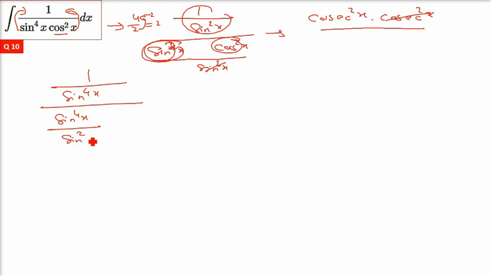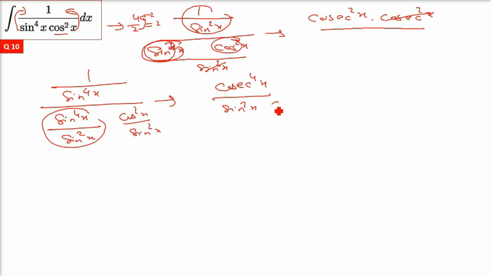It will be sine raised 4x division for numerator and denominator together. So the denominator sine 4x can be written as sine square x, sine square x. So cosec 4x comes from the numerator 1 by sine raised 4x. Sine 4x and sine 2x will give you sine square x. Cos square x and sine square x will give you cot square x, and that's what we wanted. I told you cosec will go with cot, sec will go with tan. No other option we have.